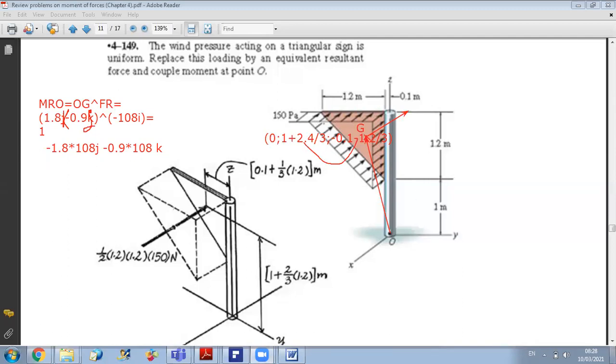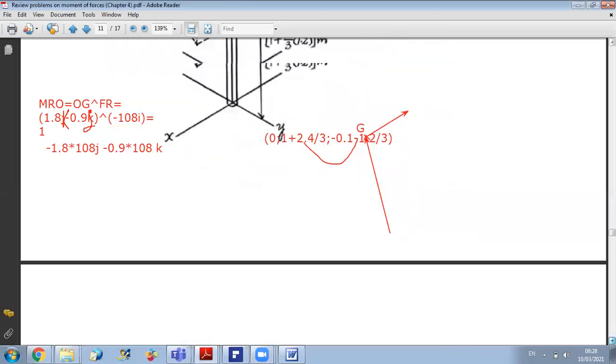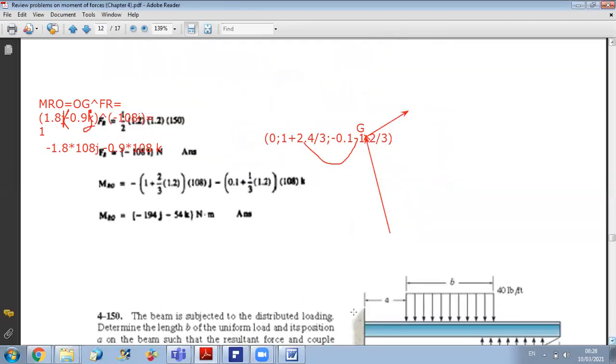Any other question? So here, as you can see, when performing the calculation, you get a negative j component and a negative k component. Okay?